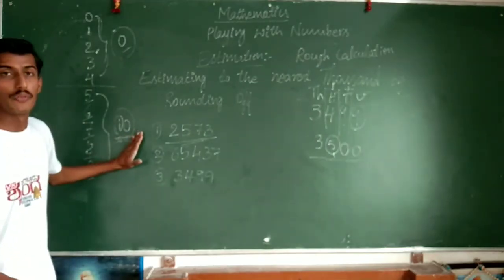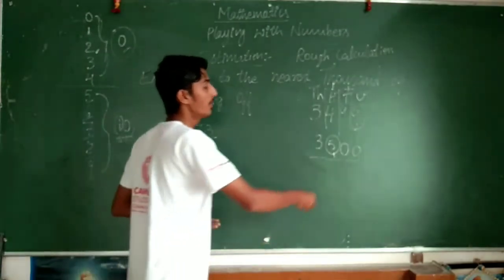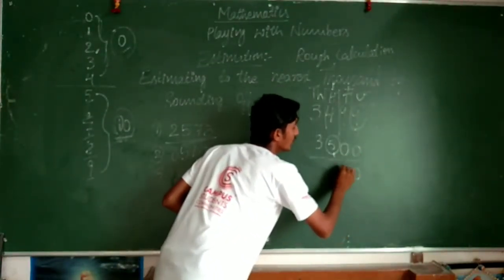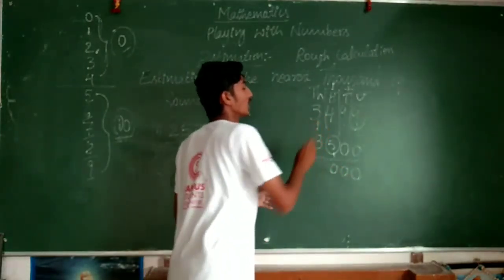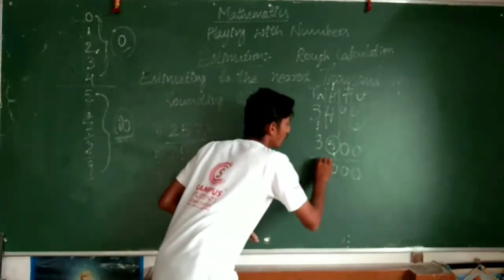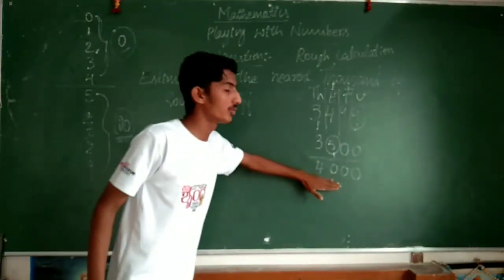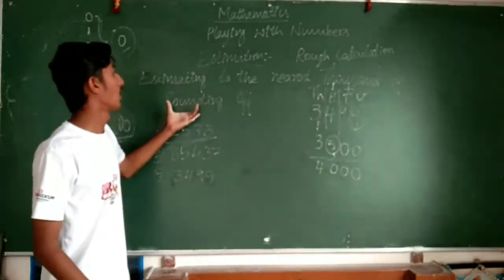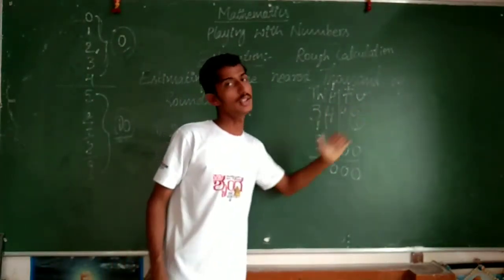That means we can write 5 as 10. How? We can write it as 0 0 0 and 1 is added to the 1000 place. That means 3, 1 plus 3 is equal to 4. That means 4000 is the nearest 1000 by the rounding off of 3499.